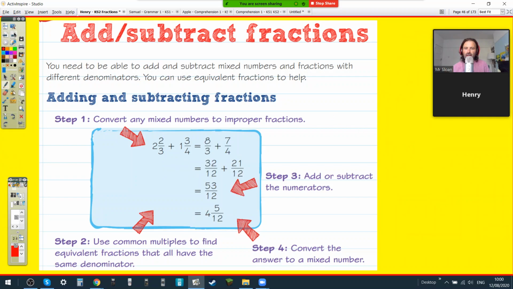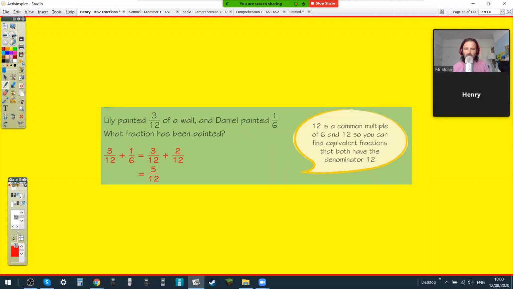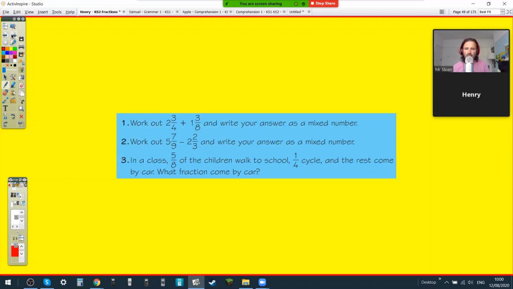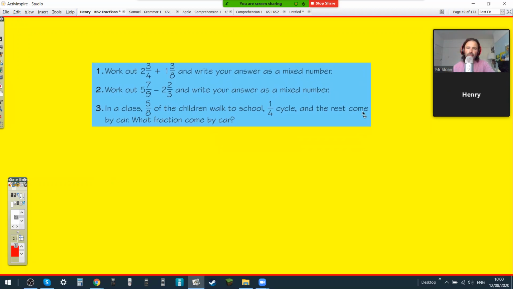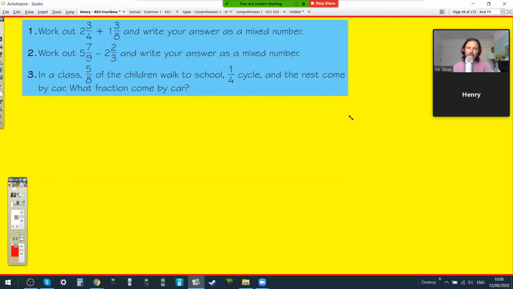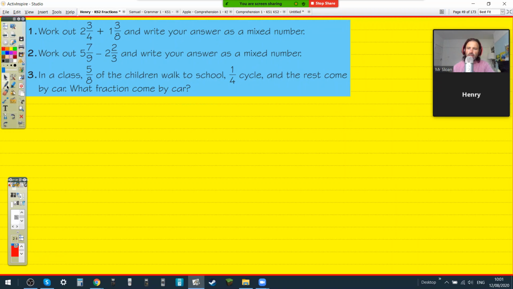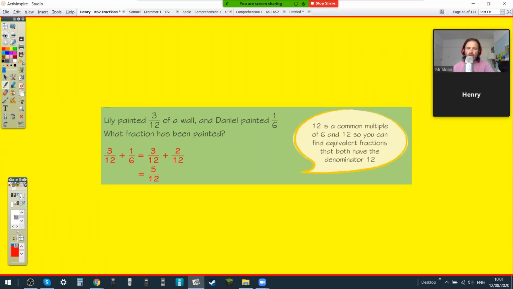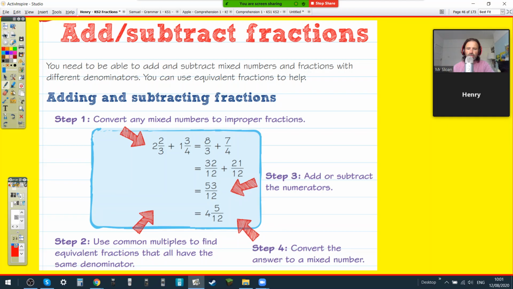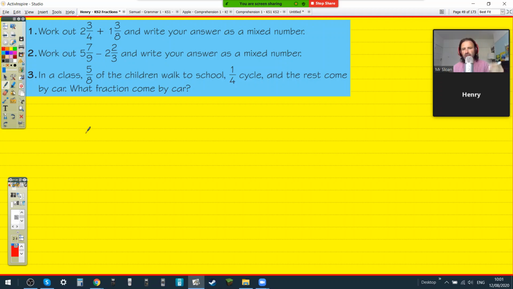Well done. Okay, what is this one? I think that one's going to be okay. Okay, let's try question 1. Do we just do... hang on. 2 and 2, 1, 3. So it's similar, but it's not exactly the same.